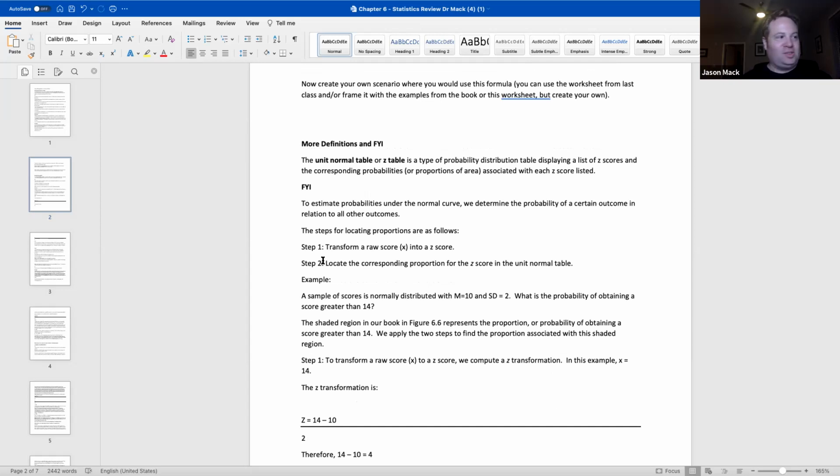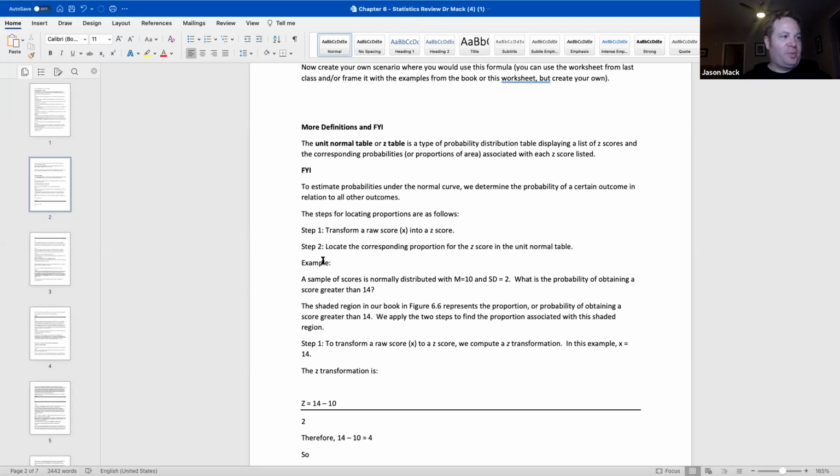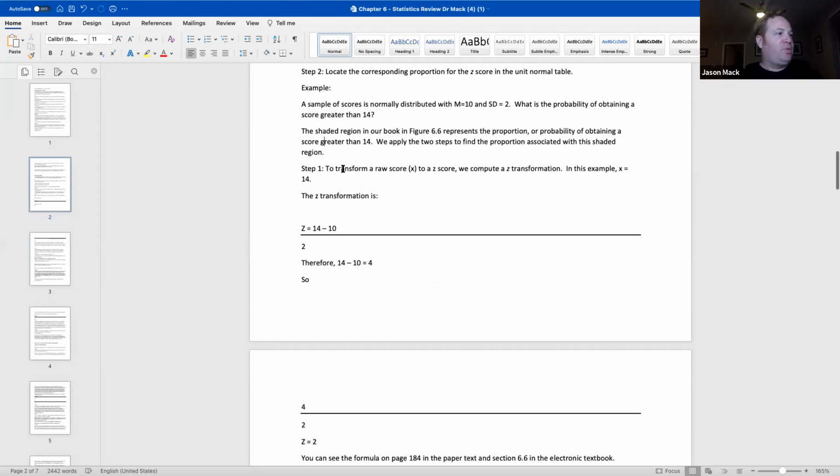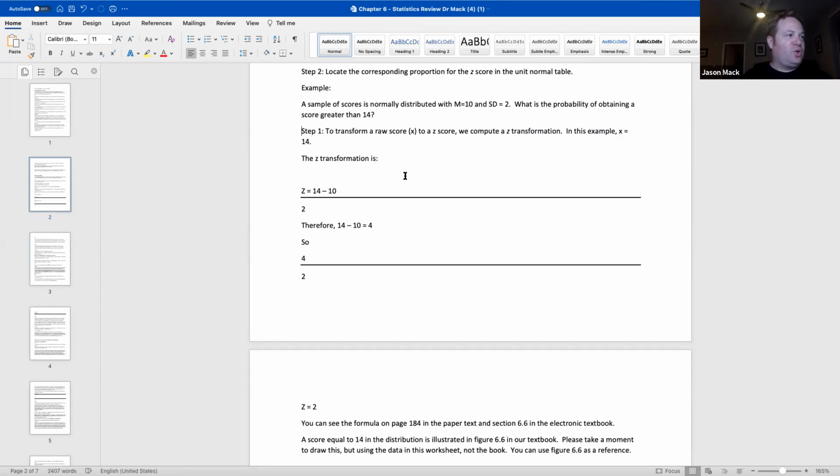Transform the raw score X into a Z-score. Locate the corresponding proportion for the Z-score in the unit normal table. A sample of scores is normally distributed with M equals 10 and standard deviation equals 2. What is the probability of obtaining a score greater than 14? So what we do is we apply the steps here. Step 1, transform a raw score to a Z-score. We compute the Z transformation. In this example, X is 14. Therefore, the Z transformation is Z equals 14 minus 10 divided by 2. Therefore, 14 minus 10 is 4, so 4 divided by 2, Z is 2.